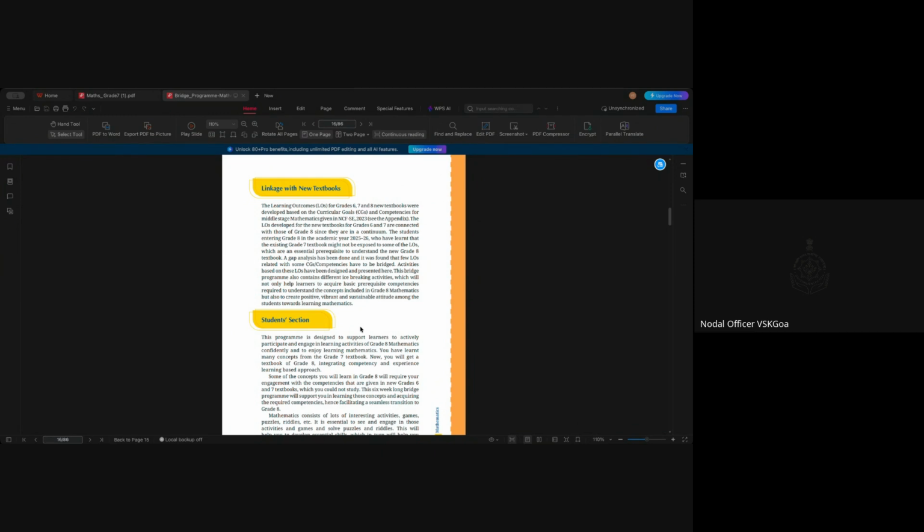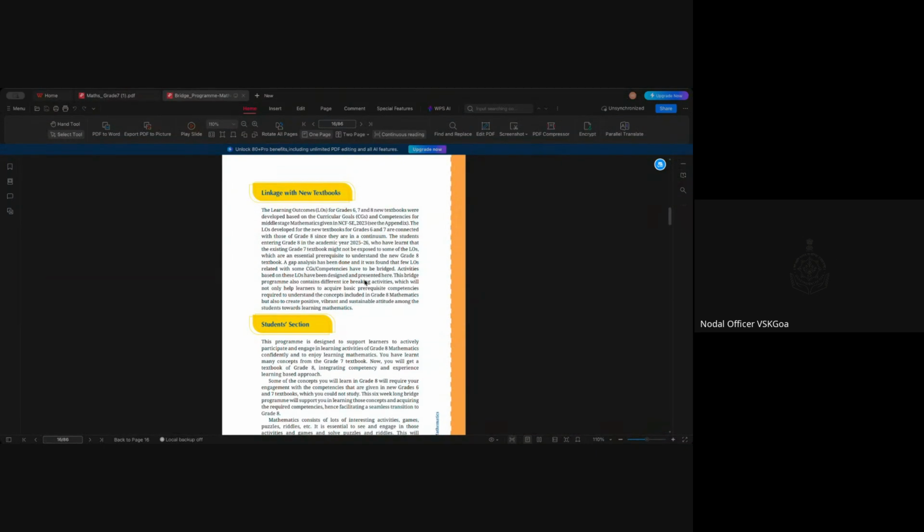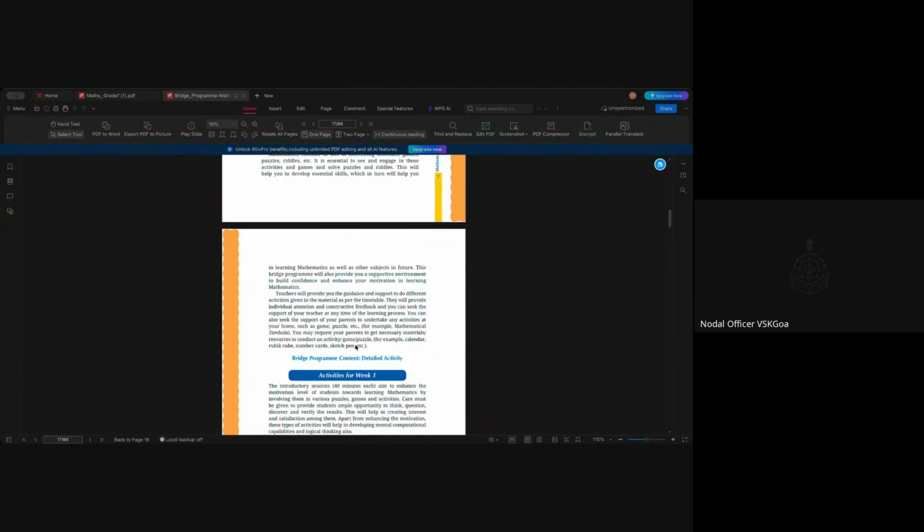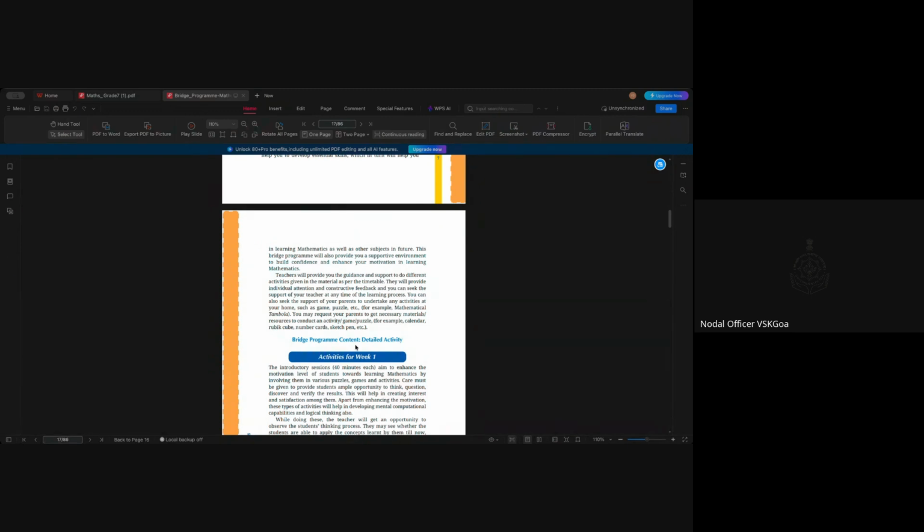Now here see why this bridge course is important. The linkage is given here, and if you perform all these activities, how it will help you as a teacher and how it will help your students, it is mentioned over here. So kindly go through this paragraph. Now the student section. Now how to go ahead. What is expected from the student is mentioned over here.